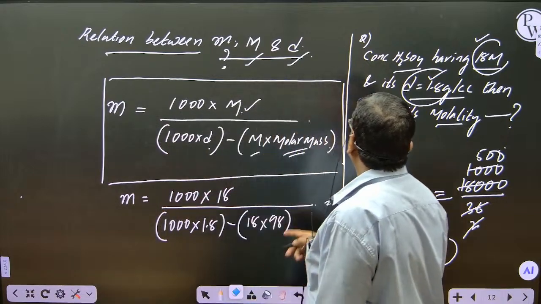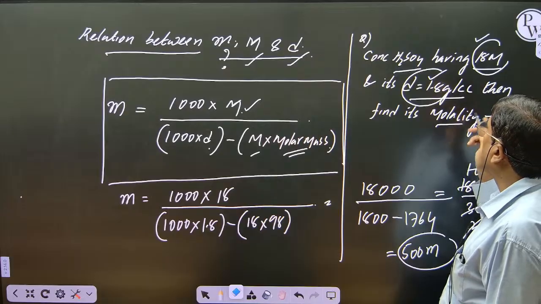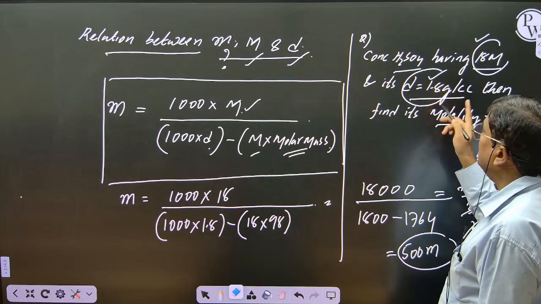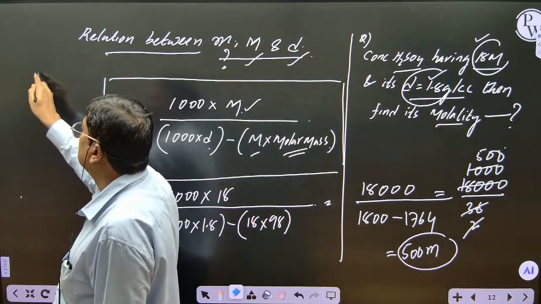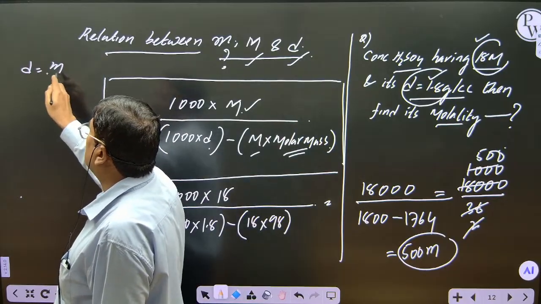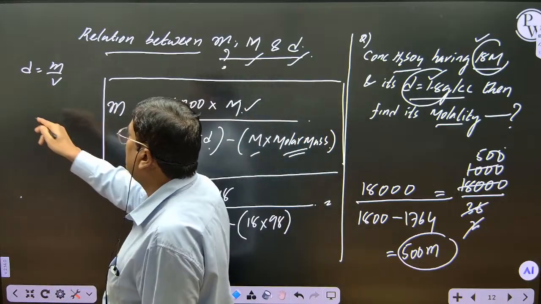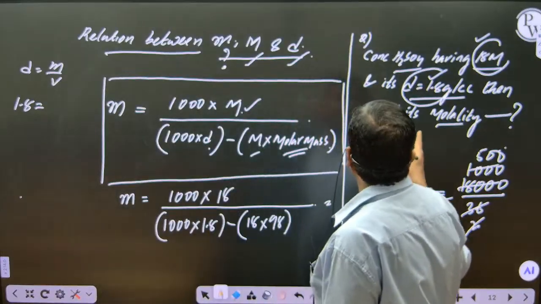Now see, in the problem, molarity is given, and what we want... density is given. What is density, students? Density is mass per unit volume, no? Mass per unit volume. So the density of the solution, how much has he given? 1.8.